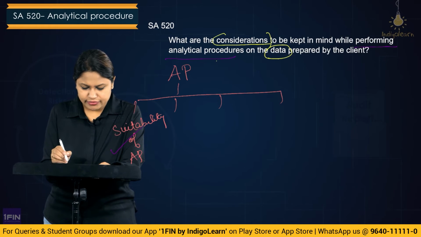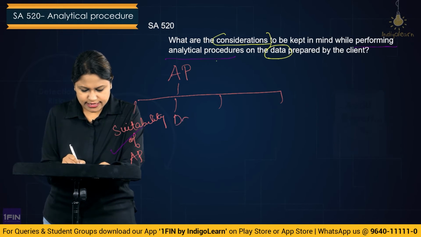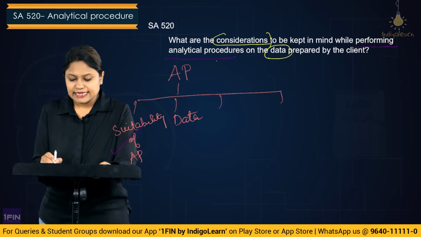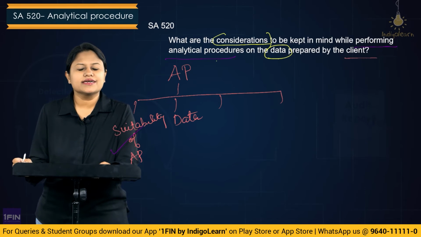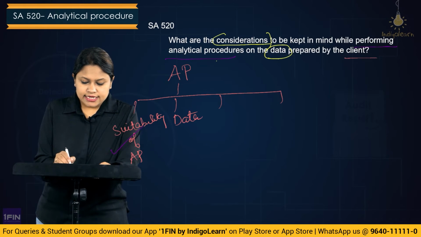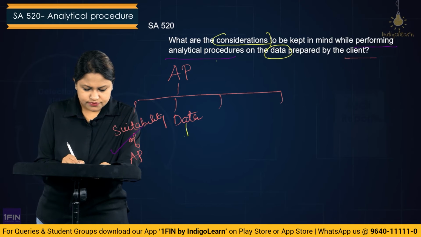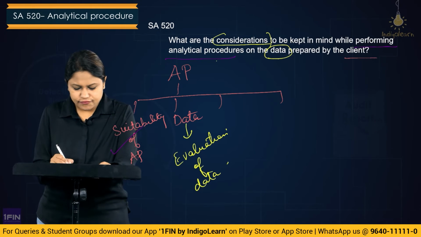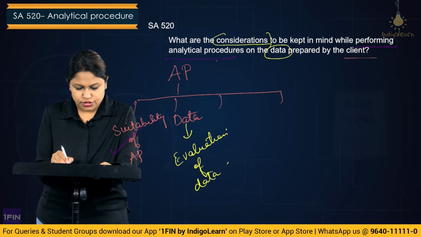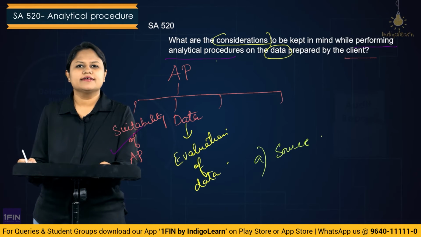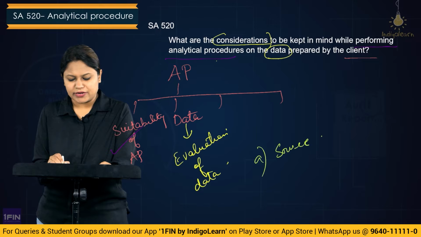Second point when you talk about is regarding data, correct? Now this question is about the data which we are using. It is prepared by the client. So what are the considerations that we keep in mind for the using of this data? Correct? Now, here we are basically talking about evaluation of data. So obviously the first one that we spoke about in evaluation was regarding source. Correct? But here they are telling it is prepared by the client.